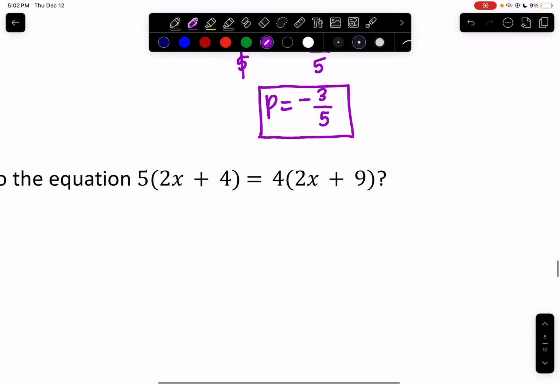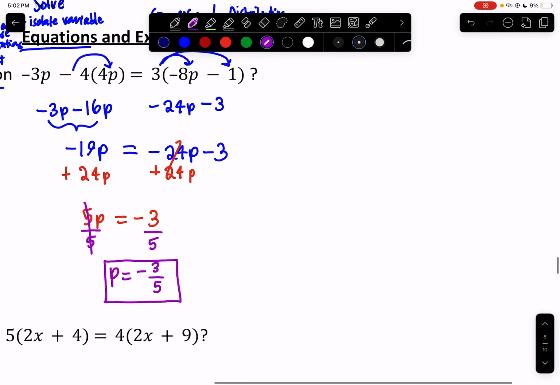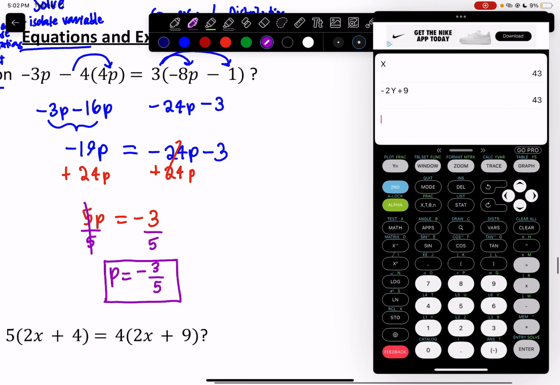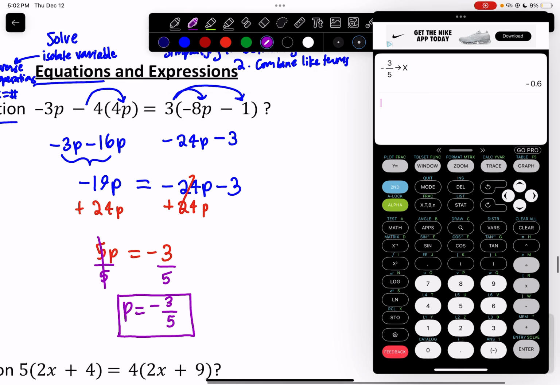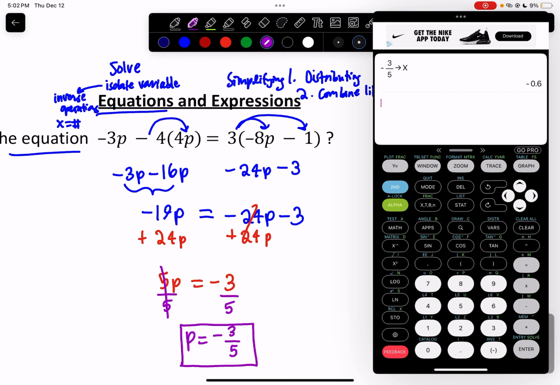Okay, so let's see. You know what? Let me model good habits. I'm going to check my work. I'm going to store negative 3/5 into x. I know that it uses p, but I'm going to use x.